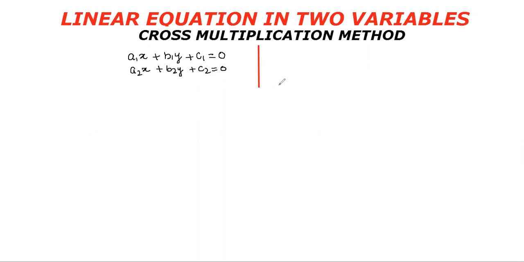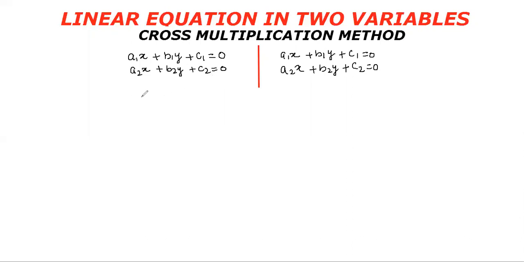Similarly, let's write once again this system. a1x plus b1y plus c1 is equal to 0, and a2x plus b2y plus c2 is equal to 0. Basically, cross multiplication is a method in which we are given a formula directly to get the value of x. First of all, we will learn this formula and then I'll tell you how we are getting it.